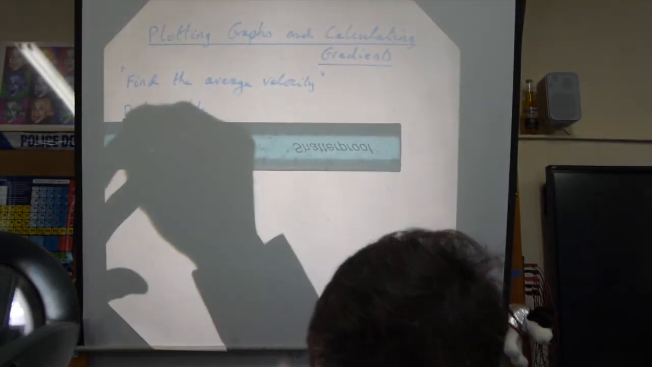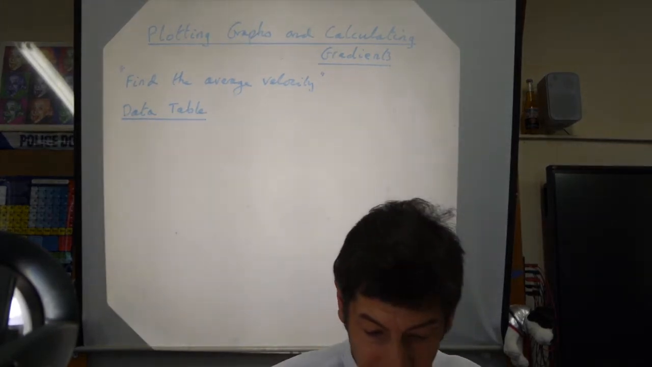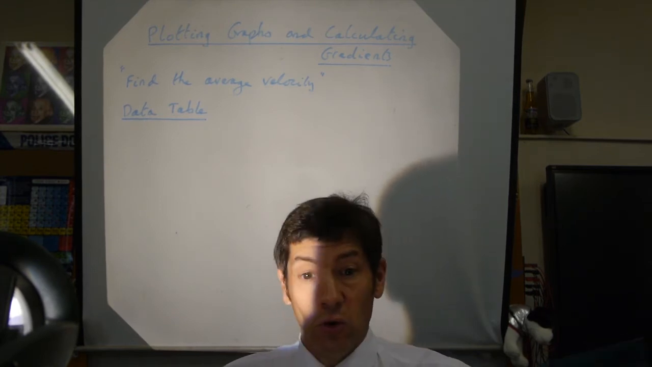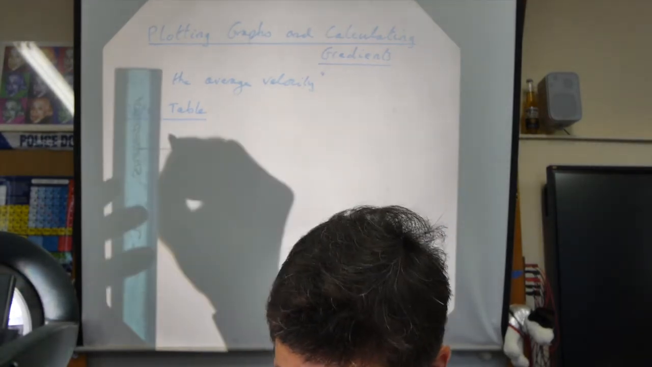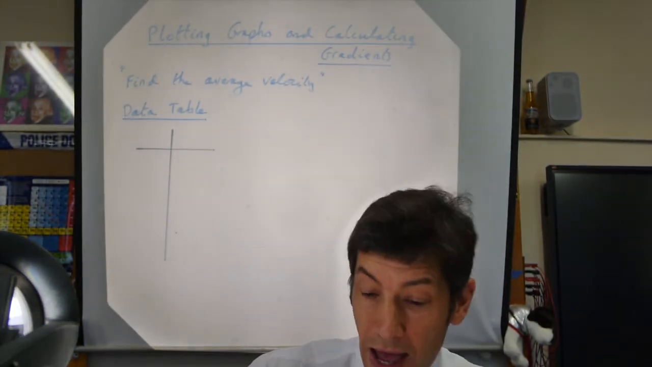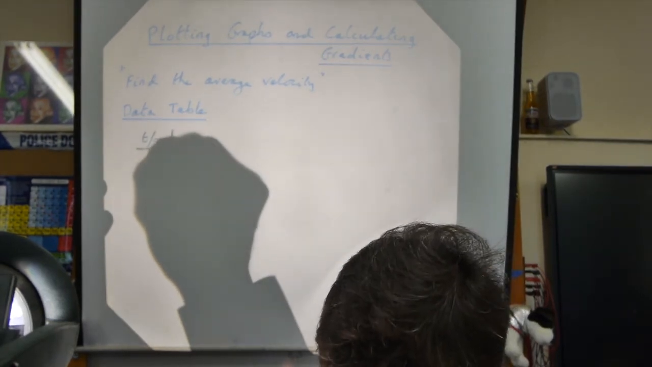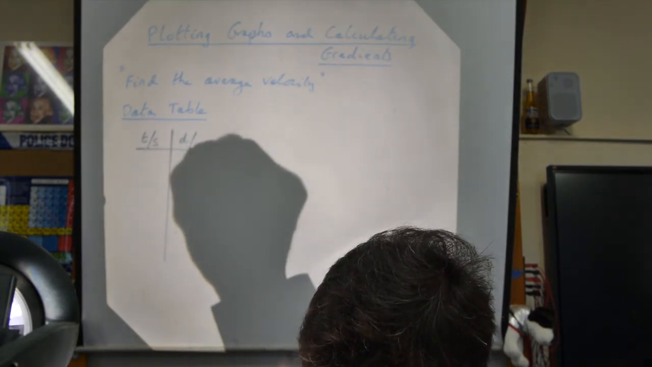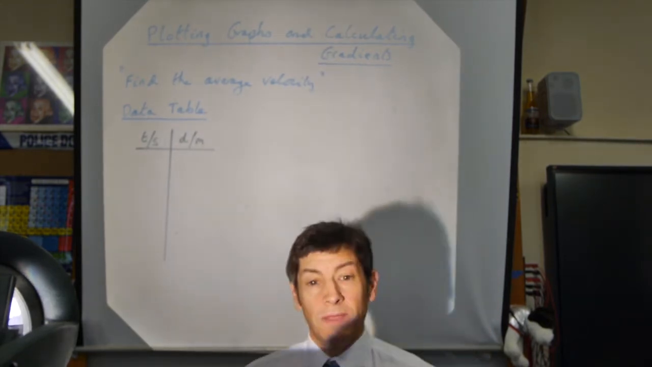This is another area where things seem to go wrong. Data tables are really simple. Use a ruler. I've got one here, and put your headings on. So here they go. I'm going to choose to do the columns this way around: the time measured in seconds, and I'll use D for distance. I know it should be S for displacement, but it'll get confused otherwise, so we'll keep it simple.